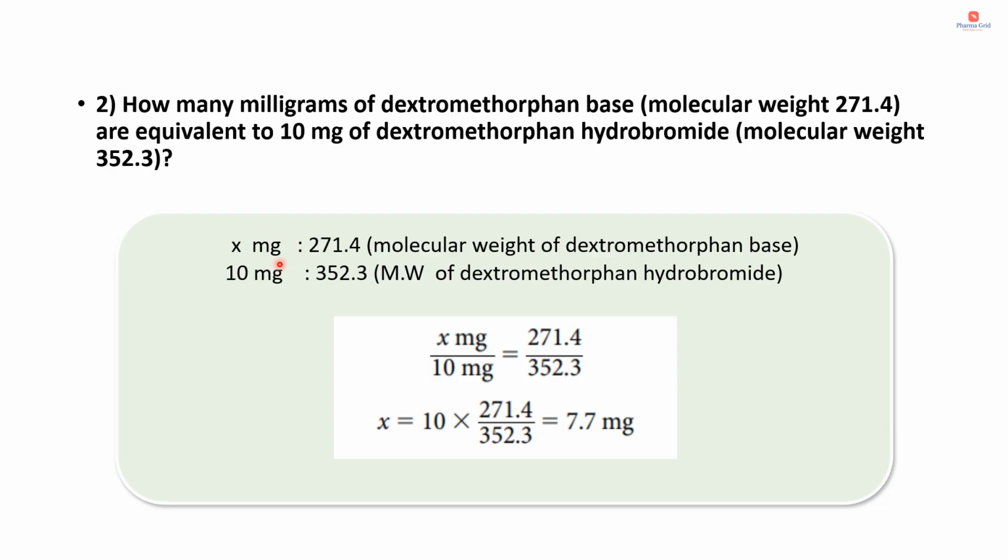So let it be x milligram. Okay. And we know the molecular weight of dextromethorphan base as 271.4. Then find out the value of x by cross multiplication. That is 10 into 271.4 divided by 352.3. That is equal to 7.7 milligram, which is the answer. That is 7.7 milligram of dextromethorphan base is equivalent to 10 milligram of dextromethorphan hydrobromide.